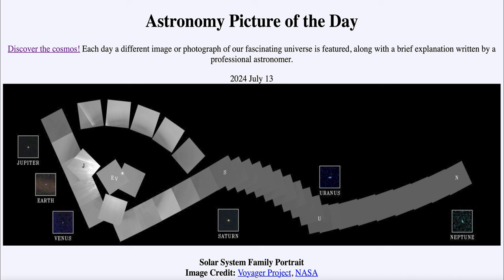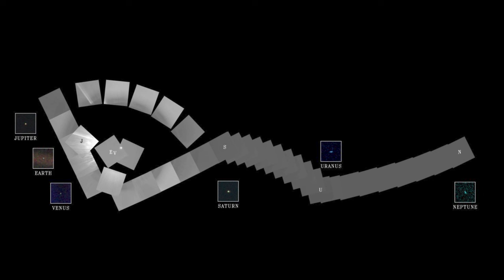Today's picture for July 13th of 2024 is titled Solar System Family Portrait. So what do we see here? Well, here we see a series of images taken back in 1990 by the Voyager 1 spacecraft as it looked back toward Earth and the Sun. So looking at all of the other planets in the solar system.